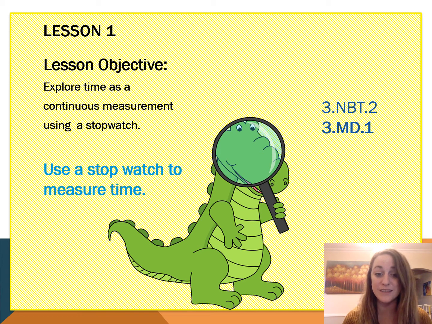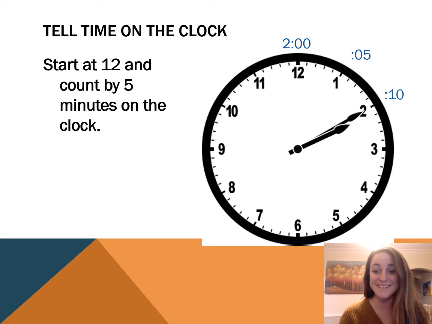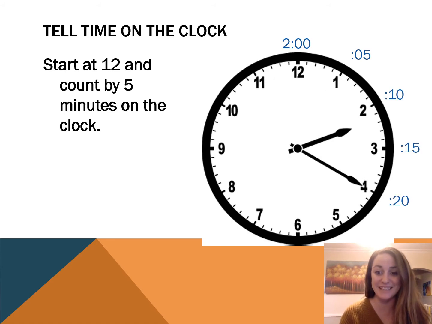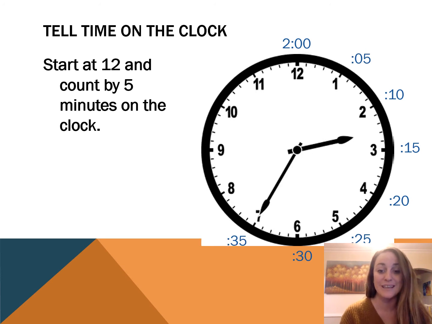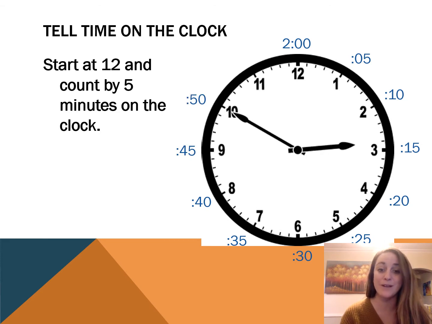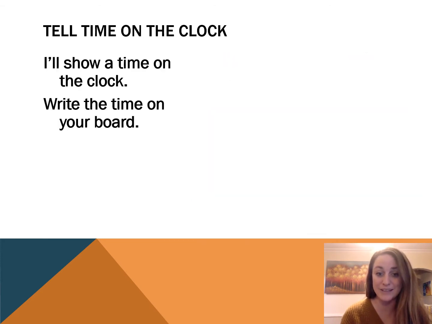We are going to use a stopwatch to measure time today. Let's start and count by 5 minutes on the clock. It starts at 2 o'clock, 2:05, 2:10, 2:15, 2:20, 2:25, 2:30, 2:35, 2:40, 2:45, 2:50, 2:55, and look, it's almost 3 o'clock.